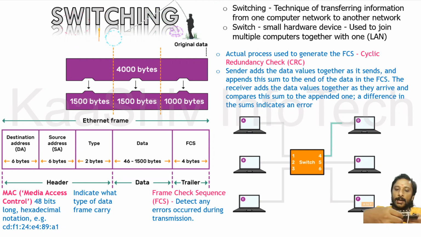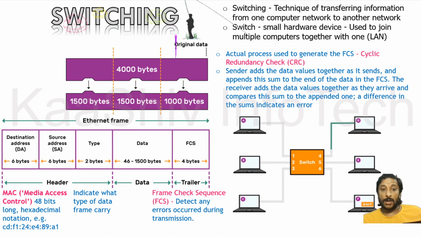FCS, data, type, source MAC address, and destination MAC address will come to the switch, and the switch has internal programming which will identify, oh, this is the destination. So source MAC address, destination MAC address, FCS, data, and type, everything will come out, and this guy will receive the data. So this guy will send the data, and this guy will receive the data. This is how your Ethernet frames are.